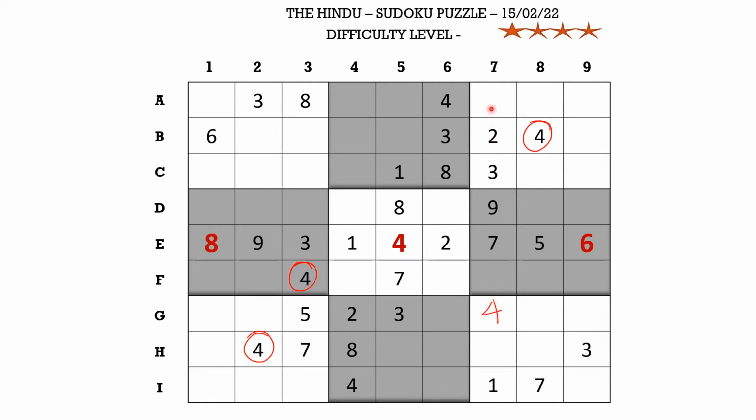There is an 8 here in A row which blocks this cell, and there is an 8 here in H row which blocks this cell. So 8 goes in F7. Now the missing numbers in column 7 are 5 and 6. So let's mark it as a pair.